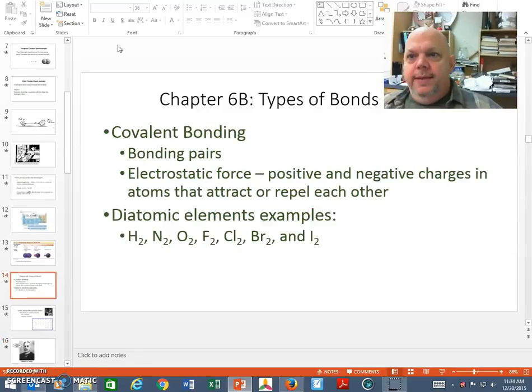Now let's talk about the types of bonds that we have. Well, we have covalent bonding, where we have bonding pairs. We have electrostatic force, where positive and negative charges in the atoms will either attract or repel each other. Now, there are diatomic elements, and these are typically elements you're going to find in nature that exist by themselves, and they stay together, like hydrogen and nitrogen and oxygen and fluorine and chlorine and bromine and iodine. Okay, you guys see that.